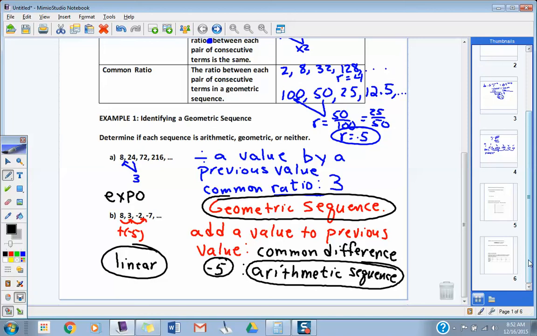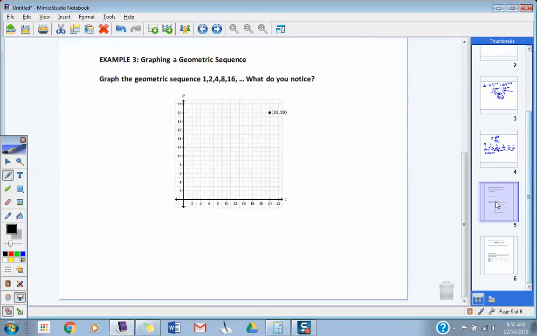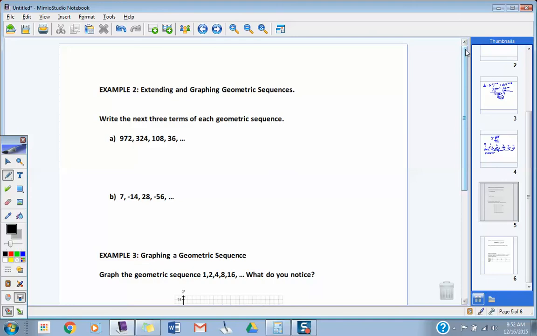All right, let's talk about page 2. Extending and graphing geometric sequences. I love this right here because it says write the next 3 terms of each. What kind of a sequence do you have, guys? What's it say? We're going to write the next 3 terms.